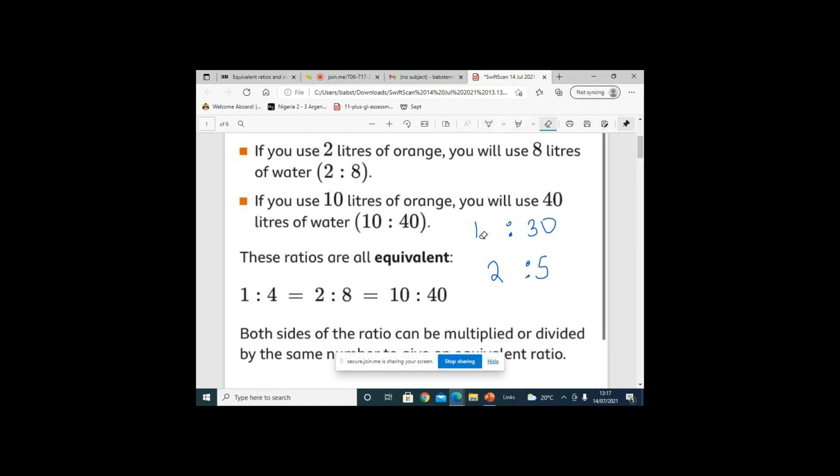Let me give you one to try. What about this one now? 18 ratio 24. What's the simplest form for 18 ratio 24?